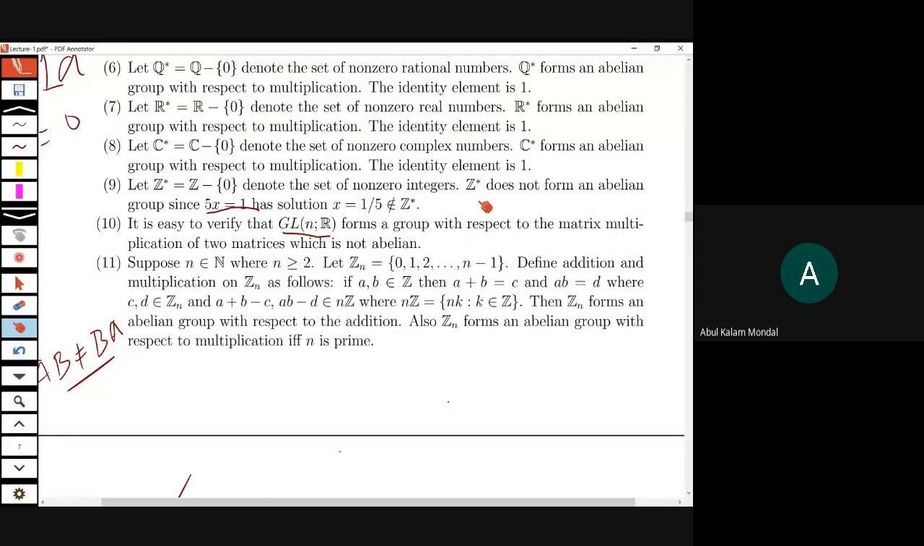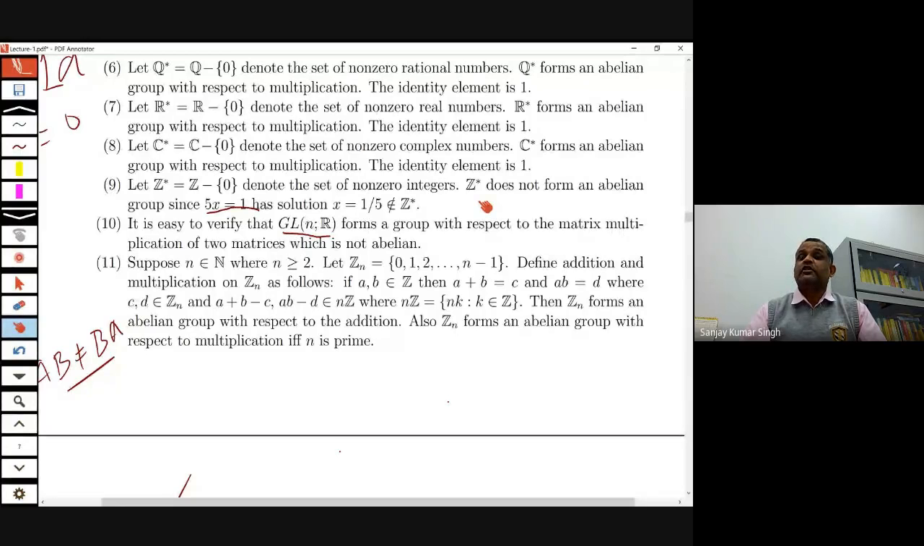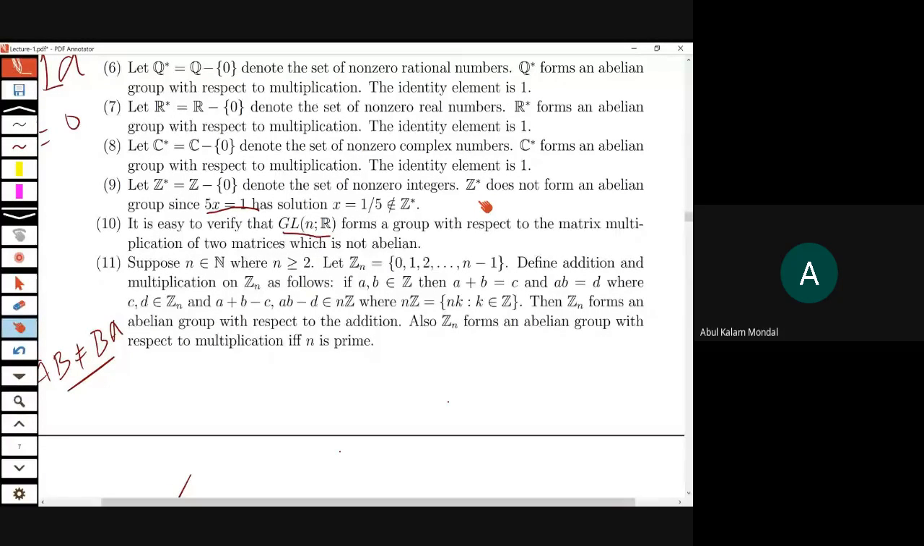If we consider Z star as a subgroup of Q star, then we can say x equal to 1 by 5, and that belongs to Q star but does not belong to Z star. So I was just saying that it has a solution but not in Z star. It has a solution in Q star. Okay. Thank you, sir.